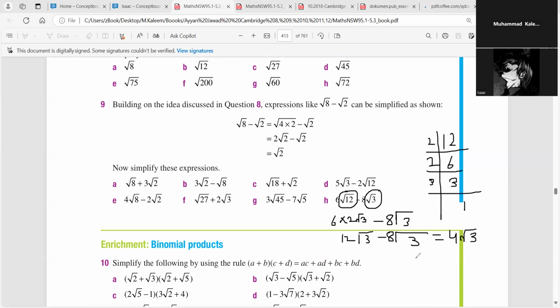Isaac, does this make sense? Yeah, it does. So you have to simplify it first. Okay, now try to solve this one, part G, and let me know what the answer is.